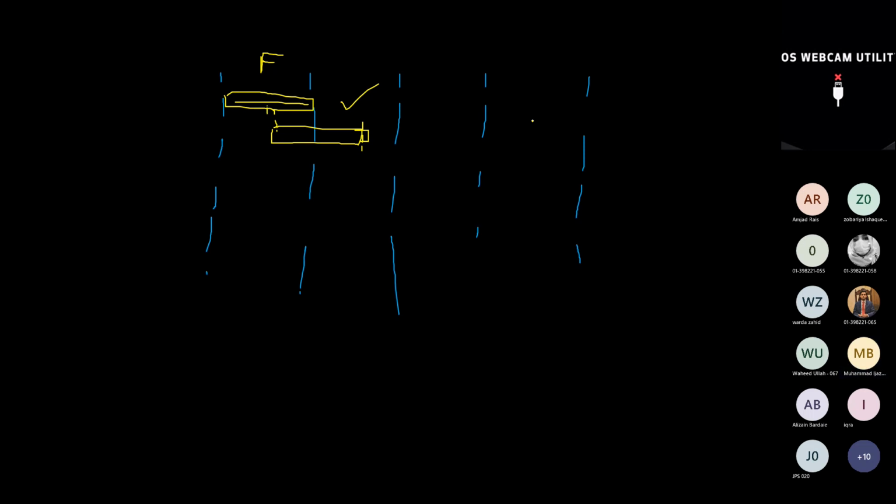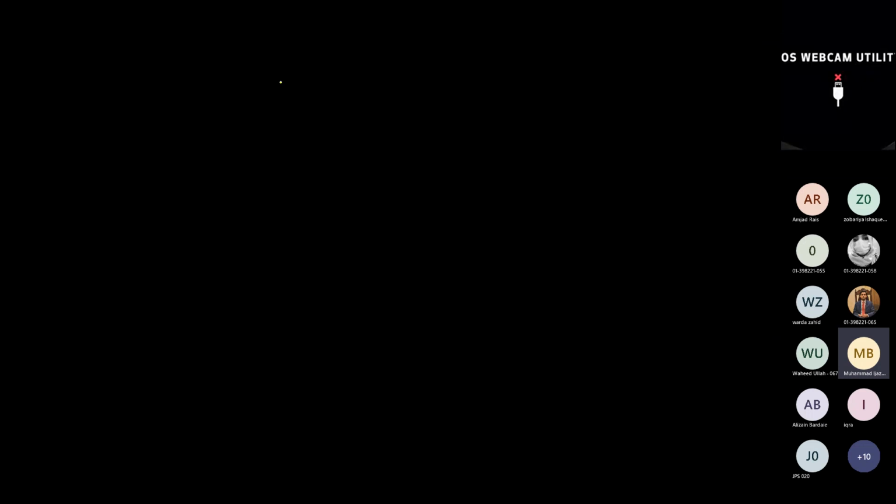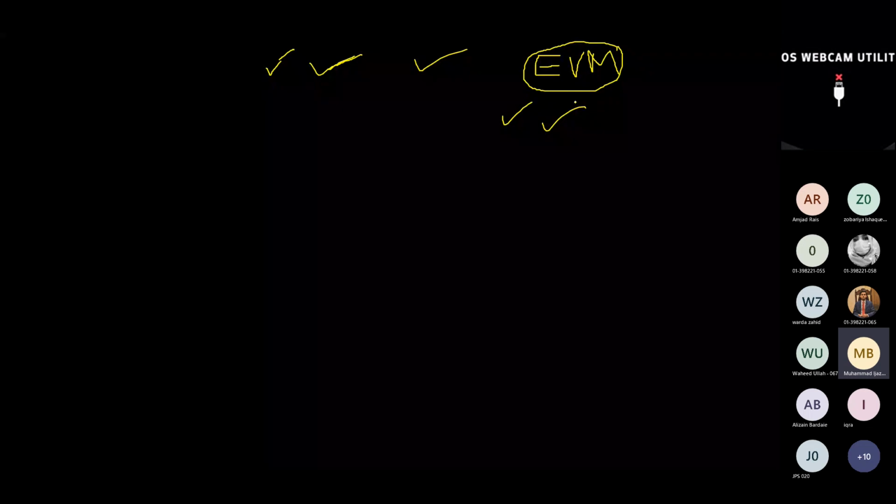However, there is another way of establishing the baseline, that is, we want to combine all three aspects into a single baseline. For that, earned value management is a method or system that allows us to combine all these three baselines into a single baseline. And that single baseline is called the performance measurement baseline. Is it clear?